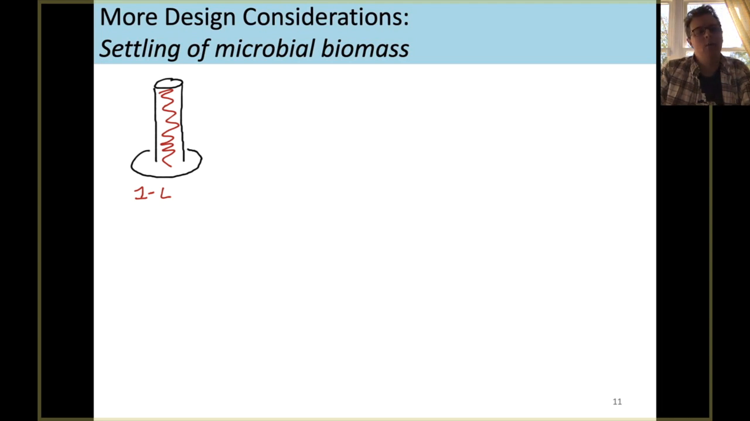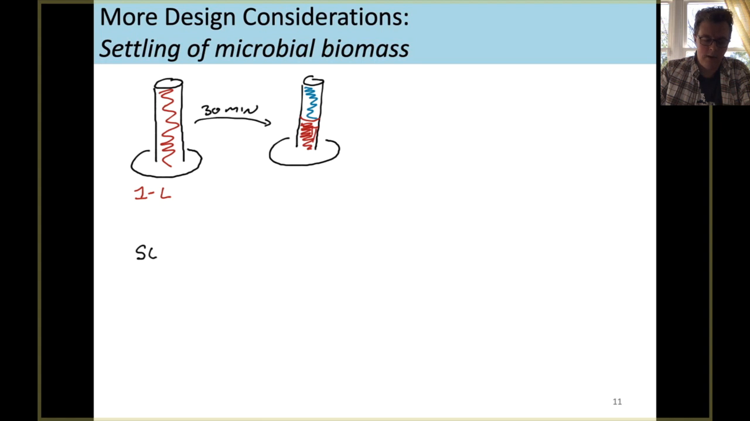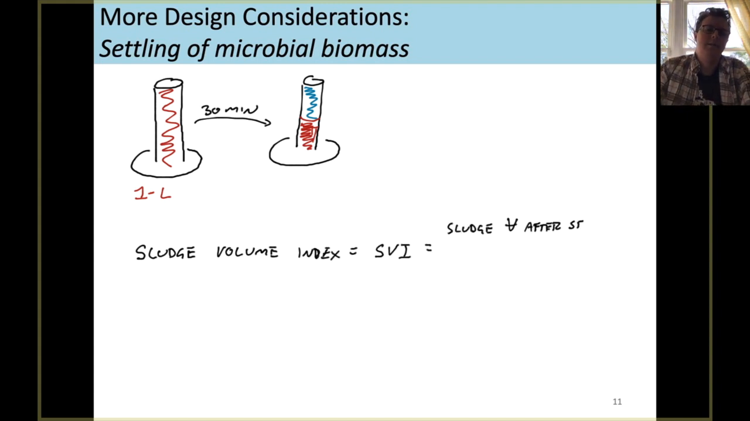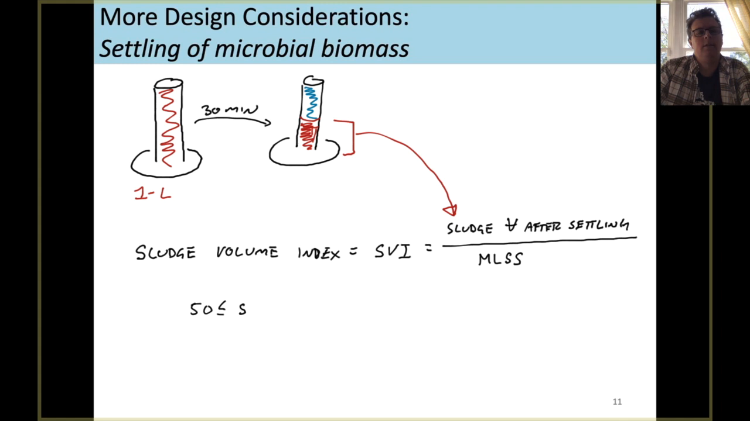When we want to think about how well our biomass is settling, what we'll typically do is take a 1 liter graduated cylinder, and we'll fill that with our mixed liquor. We'll let that sit for 30 minutes, and then we'll measure the volume of biomass that has settled out after 30 minutes. And so you would read where that red line is on the graduated cylinder. And we use this to calculate something called a sludge volume index.